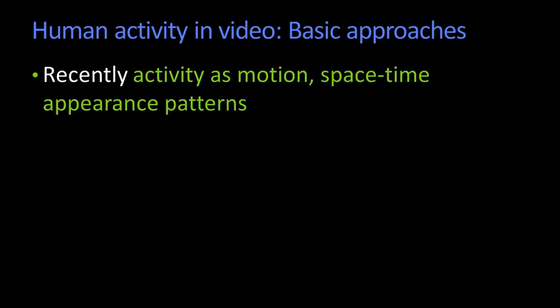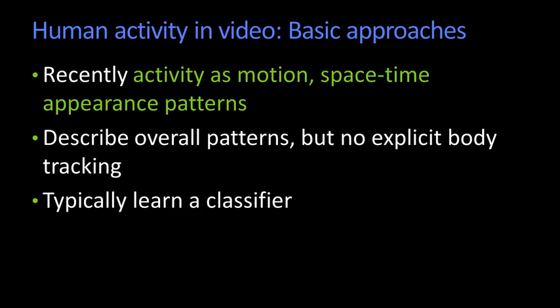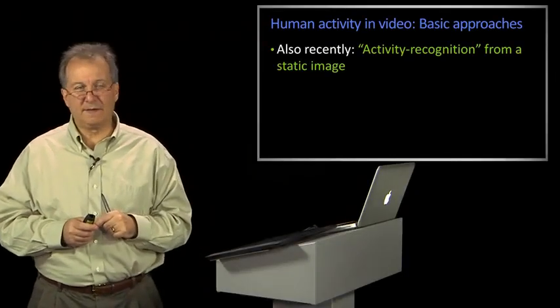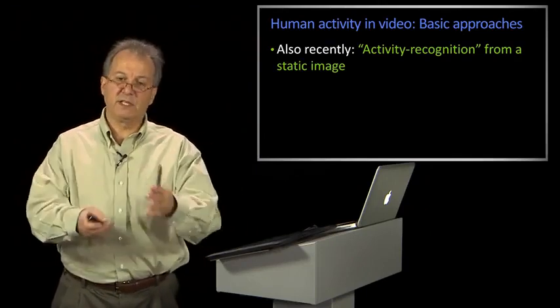Recently, there's been some work where you actually don't do as much about that. You just view activity as a big space-time pattern of some sort. So you're not actually tracking bodies, or you don't even know there are people there. You're basically just describing the overall pattern of motion, and you typically train a classifier. We'll mention that just a little bit here, but not spend a lot of time on that. Also recently, and I found this kind of funny, there's been work on doing activity recognition from a single image.